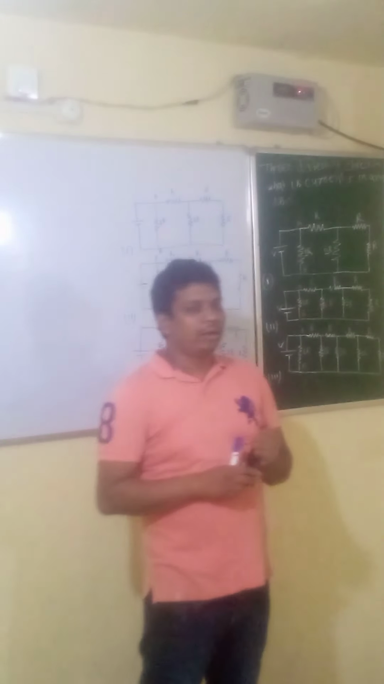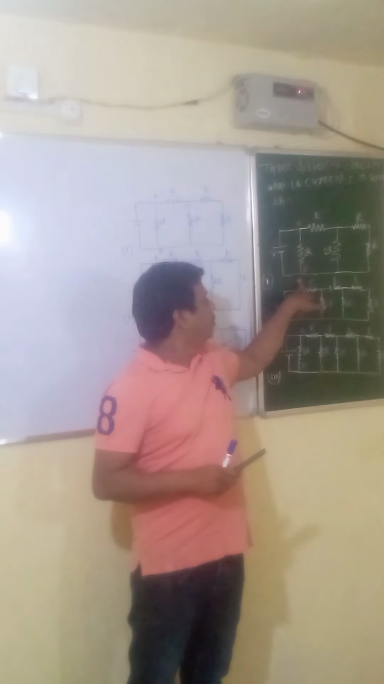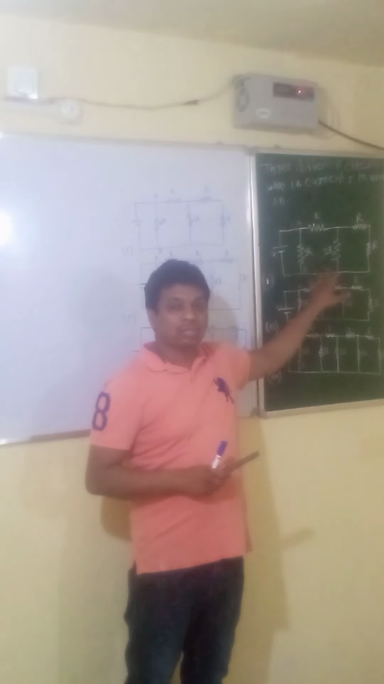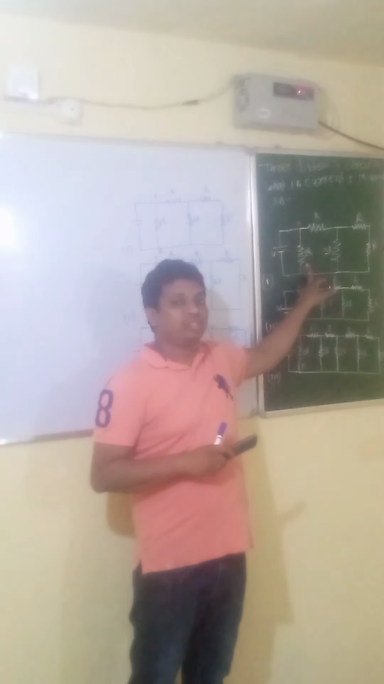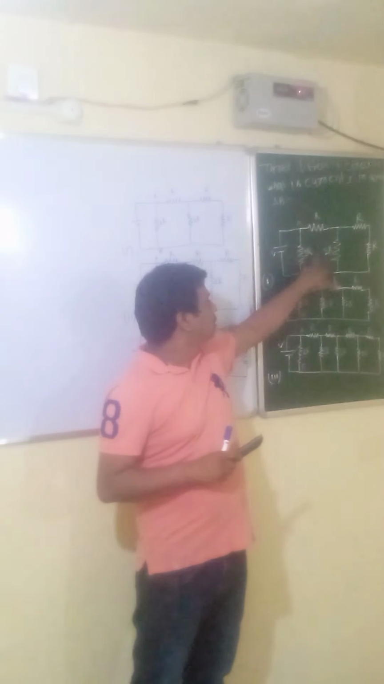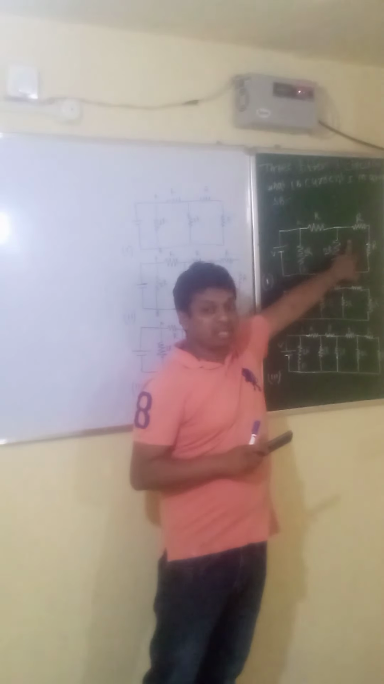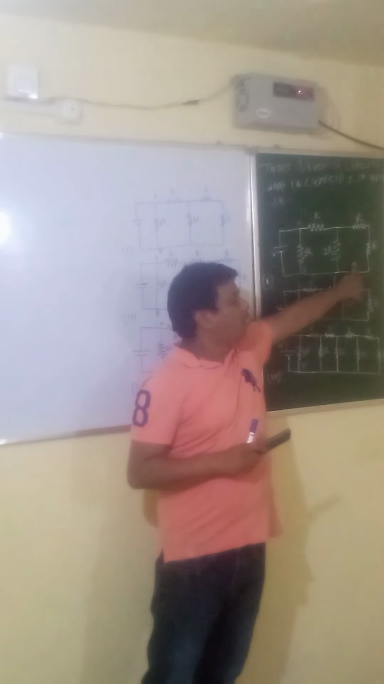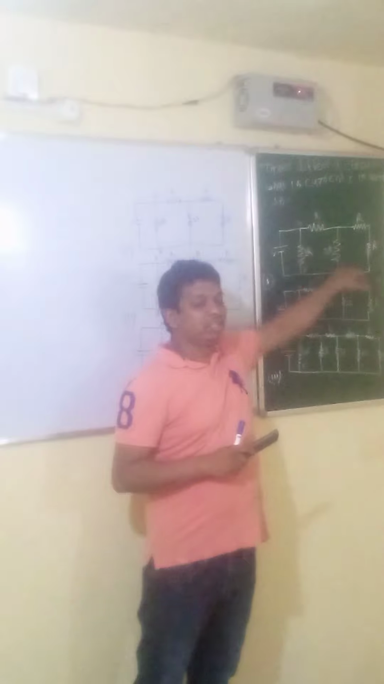Then first of all, you find the equivalent resistance across A and B, because there are so many resistances attached, some in parallel and some in series. Look at this. This is R1, R2, R3, R4. These resistances are in series, but after combining two resistances, they are attached in parallel.